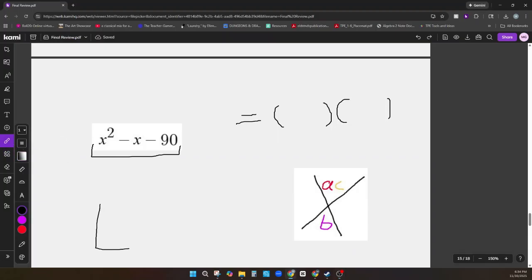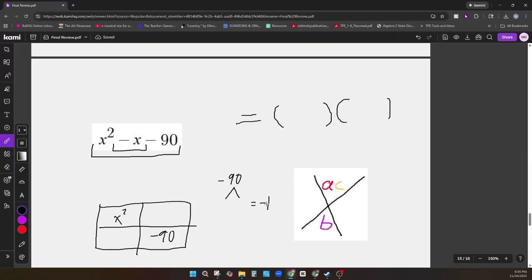So, of course, I'm going to go ahead and make my box. I'm going to put in my first term and my last term. That being x squared is my first box. My last term, negative 90, goes in my last box. And what I'm trying to figure out is how does negative 90 break up? What times what gives me negative 90 that will also add up to be negative 1? I'm choosing negative 1 because that's my middle value. There's an invisible implied 1 here. So I'm trying to figure out how do I get this to be negative 1, because that is the value that's in my middle term.